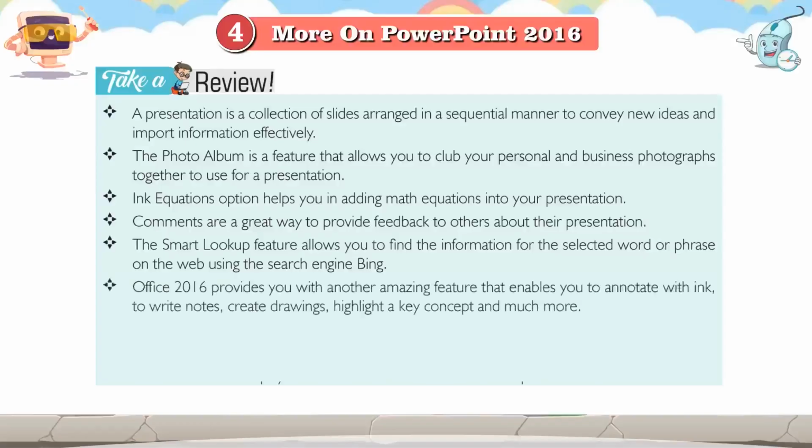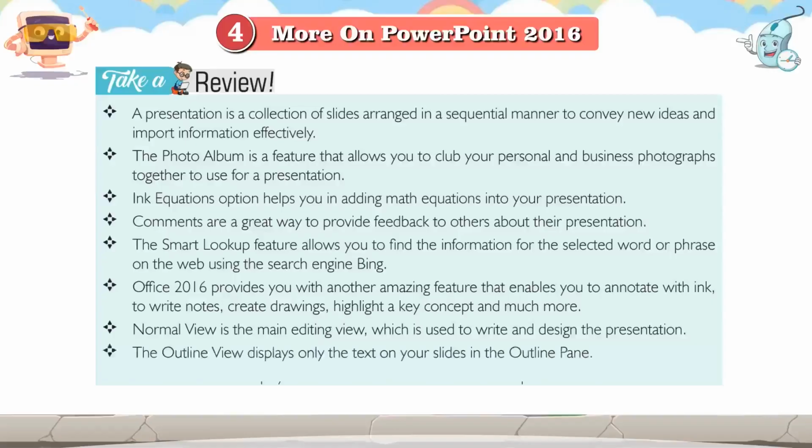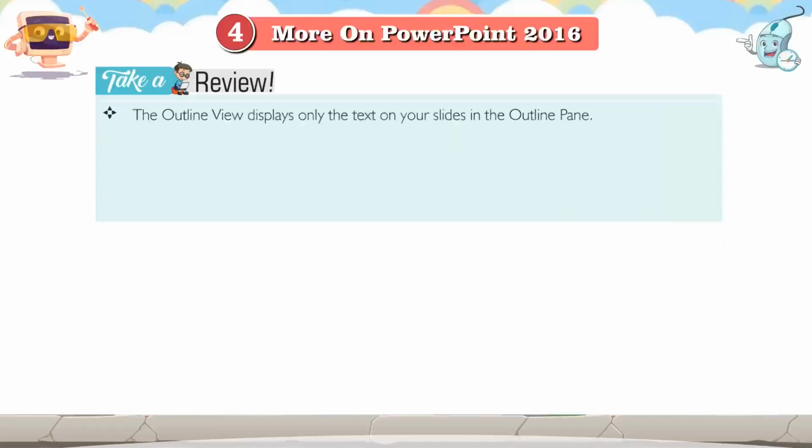The Smart Lookup feature allows you to find the information for the selected word or phrase on the web using the search engine Bing. Office 2016 provides you with another amazing feature that enables you to annotate with ink, to write notes, create drawings, highlight a key concept, and much more. Normal view is the main editing view, which is used to write and design the presentation. The outline view displays only the text on your slides in the outline pane. Slide sorter view displays a miniature view of all the slides of a presentation.